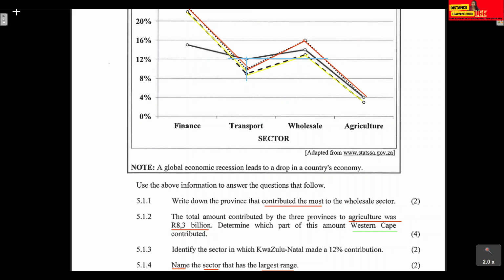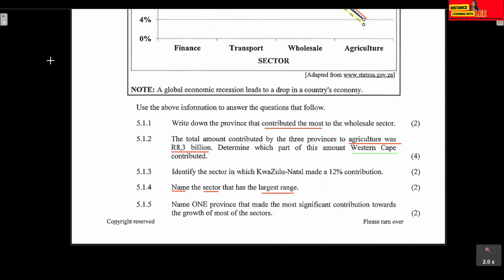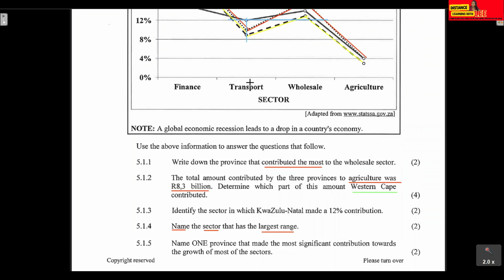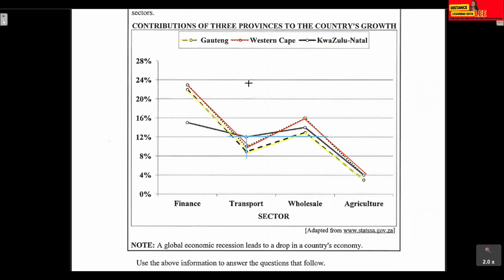But in this case, guys, they're not asking us to calculate the range of the sector. They just want us to identify, pinpoint, the sector that has the largest range. This is where the practical application of range comes into action, where we need to show that we understand what is meant when we talk about the range, guys.